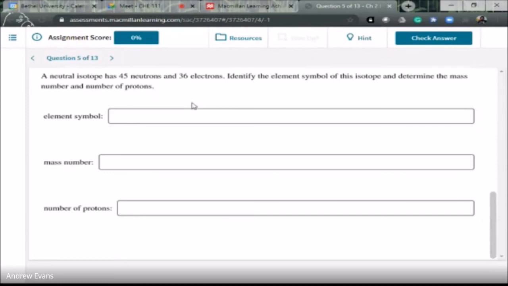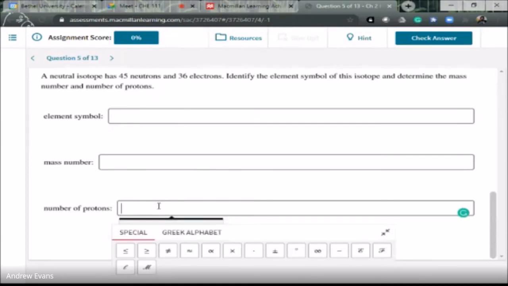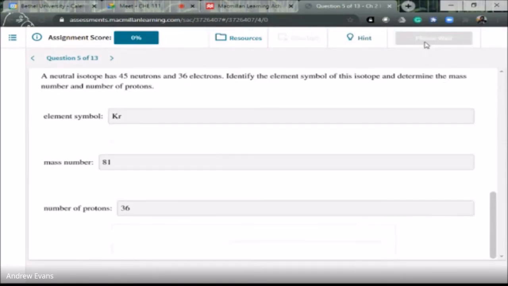Neutral isotope has 45 neutrons and 36 electrons. So once again, 36 electrons, it's neutral, so it must have 36 protons. Mass number would be 45 plus 36, which is 81. 36 puts it at krypton. Now, that's just from what we said earlier.